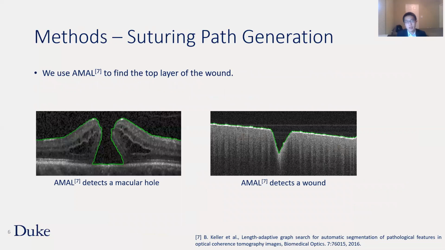The next step is to generate the suturing path. We use MO to find the top layer of the wound. MO is an image segmentation algorithm to detect the top layer of a macular hole on the human retina. We use this technology to detect the top layer of the wounds on the porcine skin or the tissue phantom.